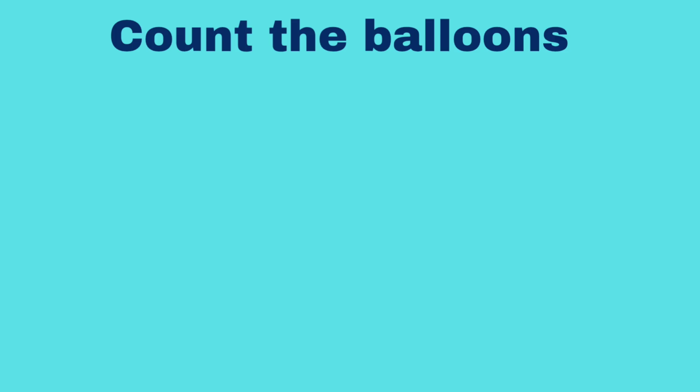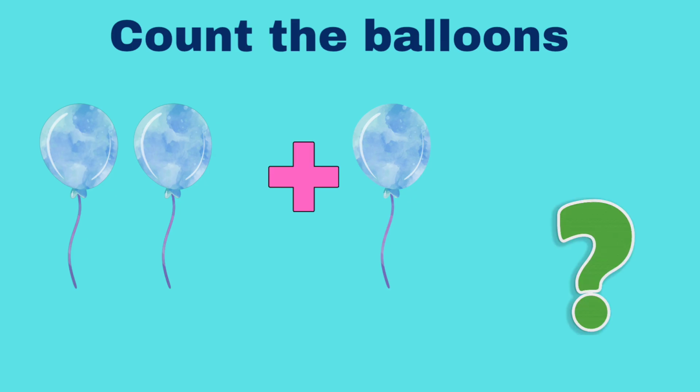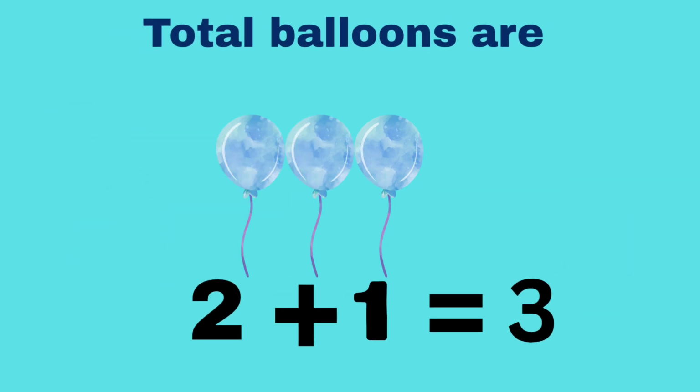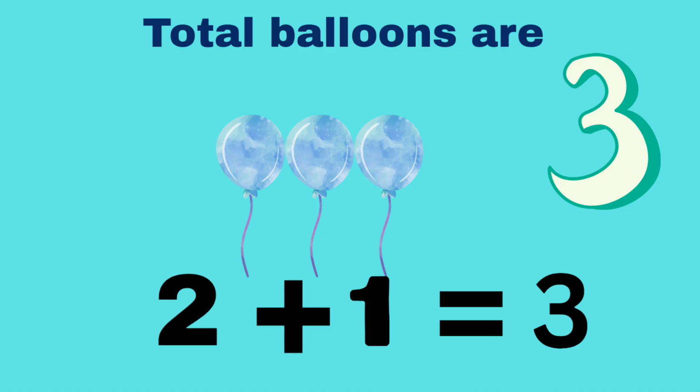For example, here are two balloons on the left side and one balloon on the right side. How many balloons do we have in total? Let's count. 1, 2, 3. Yes, 2 plus 1 is equal to 3. We have a total of 3 balloons.